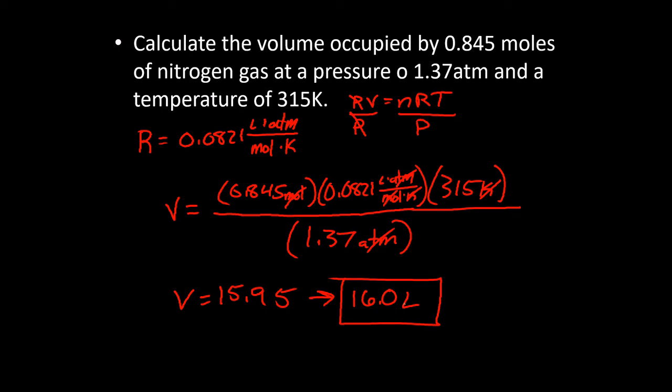Now you might have noticed there, in the question they told us we had nitrogen gas. That did not come into play at all. The ideal gas law will work for any gas. It doesn't matter if it's nitrogen gas, hydrogen gas, CO2, water, sulfur dioxide, doesn't matter. All the gases are going to behave the same way. And so it might be an interesting side note to know that the gas we're talking about is nitrogen, but it is not going to change the way that we do the problem at all.